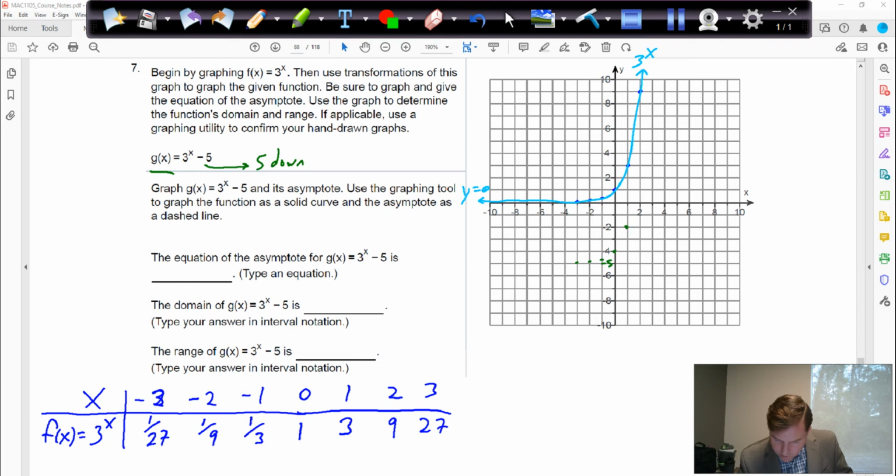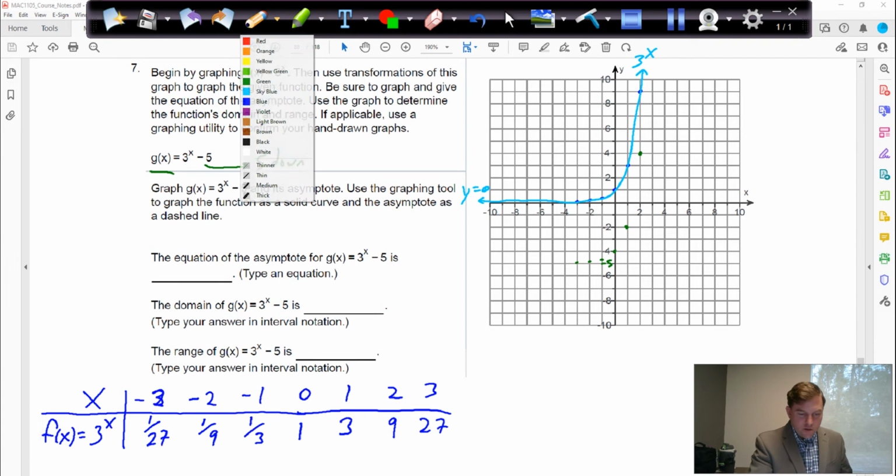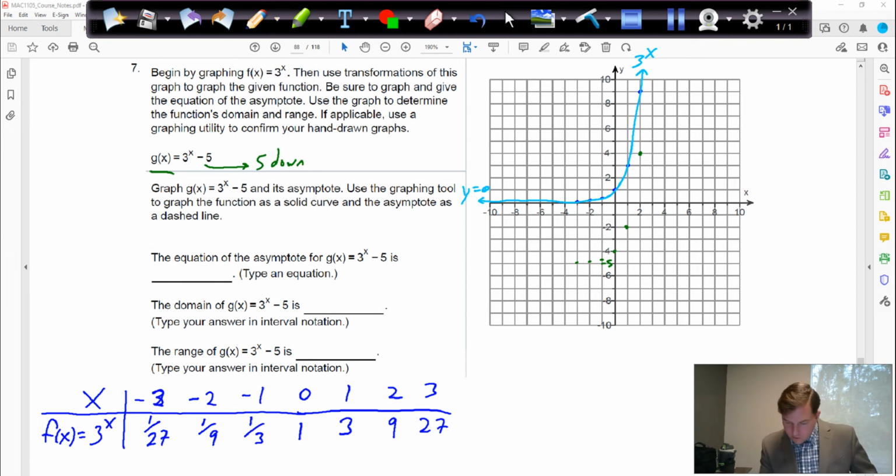This would be down here at minus 2. This would be down here at positive 4. So this curve is going to flatten out towards negative 5 up to infinity. So this would be 3 to the x minus 5. Notice this one flattens out towards the horizontal line, y equal negative 5. So what is the asymptote? It's y equal negative 5.